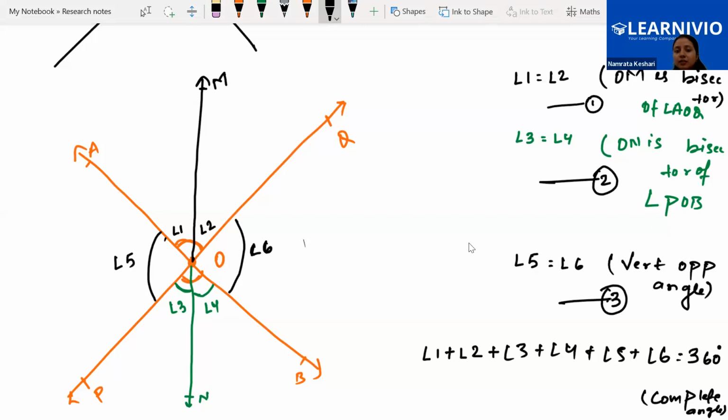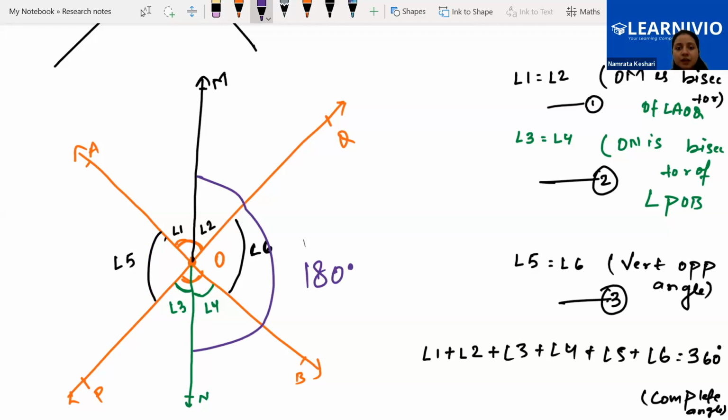So angle 1, basically if we will be able to show that this 1 plus 5 plus 3, this all together is 180 degree, that means MON is a straight line, right? Or maybe if we will be able to show that the other part, angle 2 plus angle 6 plus angle 4, that is 180 degree, that means MON is a straight line. Yes or no? Getting it?